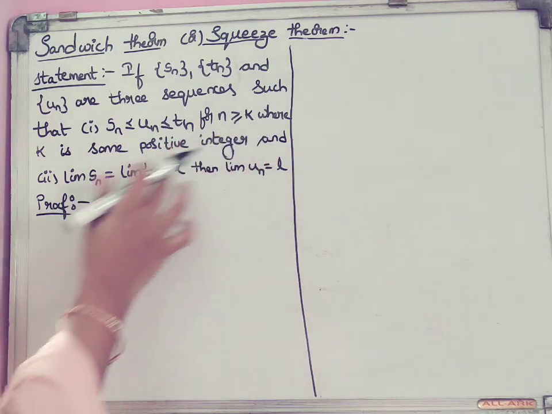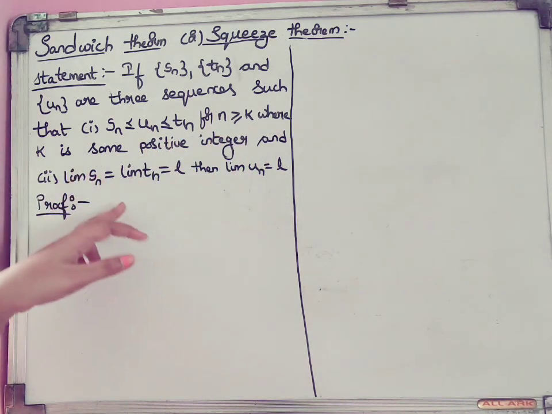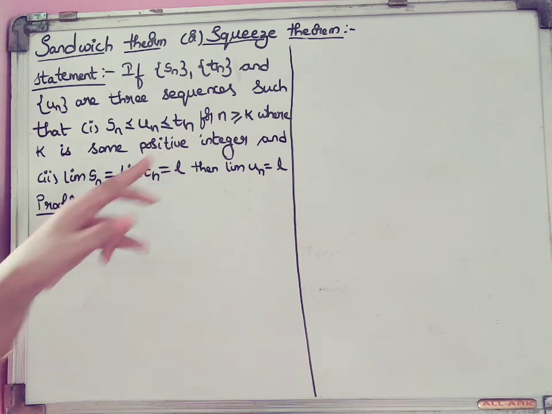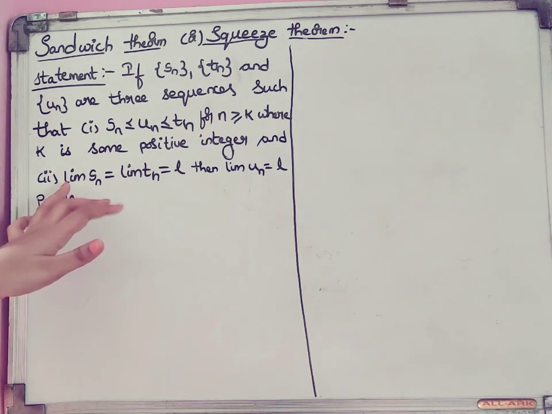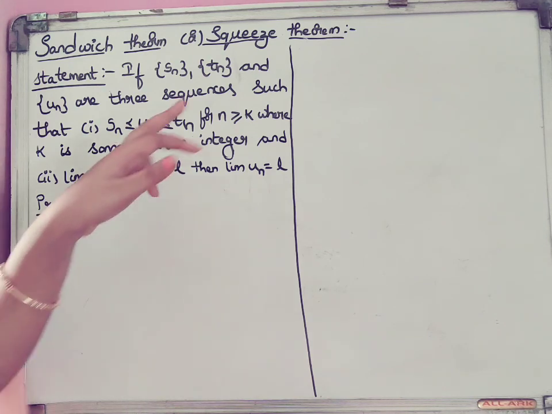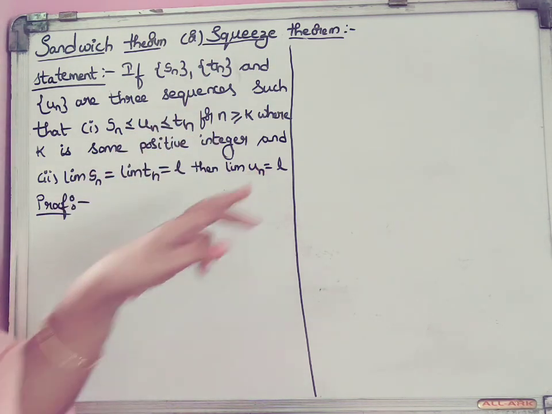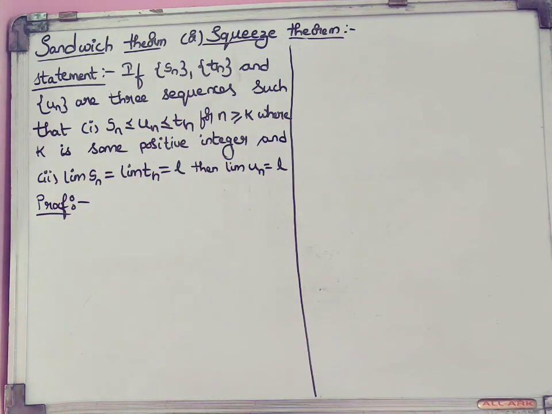Next, what is our second condition? See here, limit Sn is equals to L and limit Tn is equals to L. So we can use this condition also. Finally, what we need to prove here? Limit Un is equals to L.